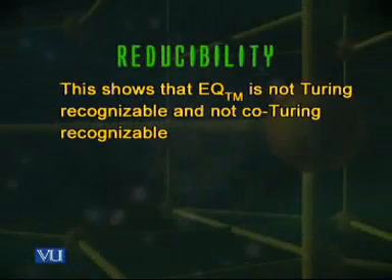Now this also shows that ATM is reducible to the complement of EQTM. So from this we can conclude that EQTM itself is not Turing recognizable, because we have shown that the complement of ATM reduces to EQTM. Therefore, EQTM happens to be a language which is neither Turing recognizable nor co-Turing recognizable, which means its complement is also not Turing recognizable. So, EQTM is a language which is extremely general, extremely difficult.